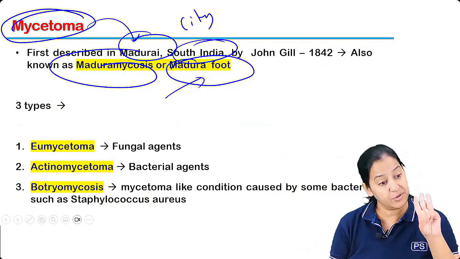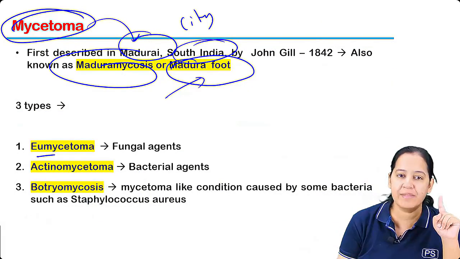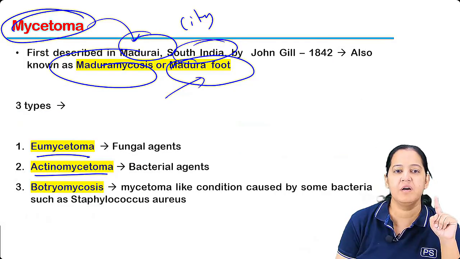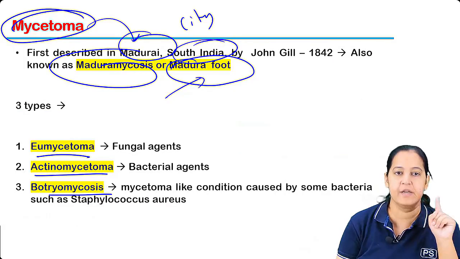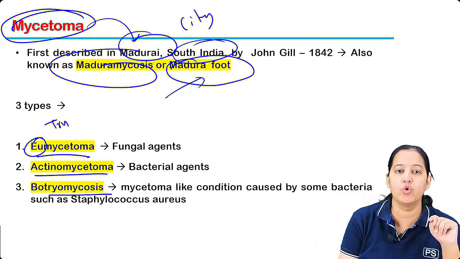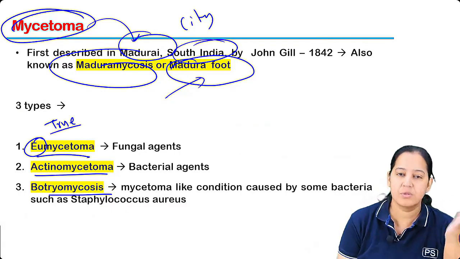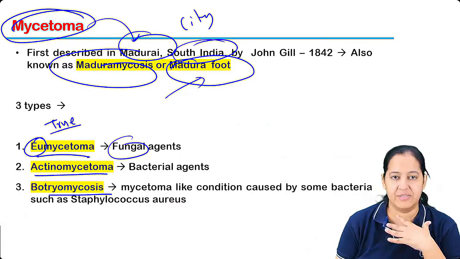Now there are 3 types of mycetoma. One is eumycetoma, one is actinomycetoma, one is botryomycetoma. Listen. What is U? U means true. True means real. So this is caused by the fungus. I will tell you the agents.